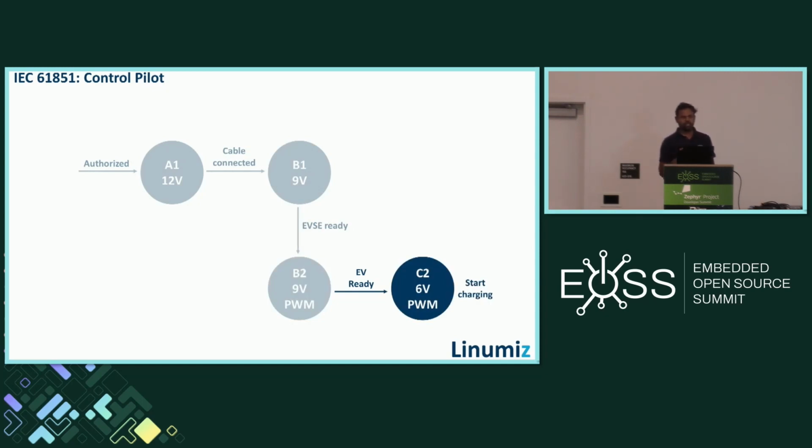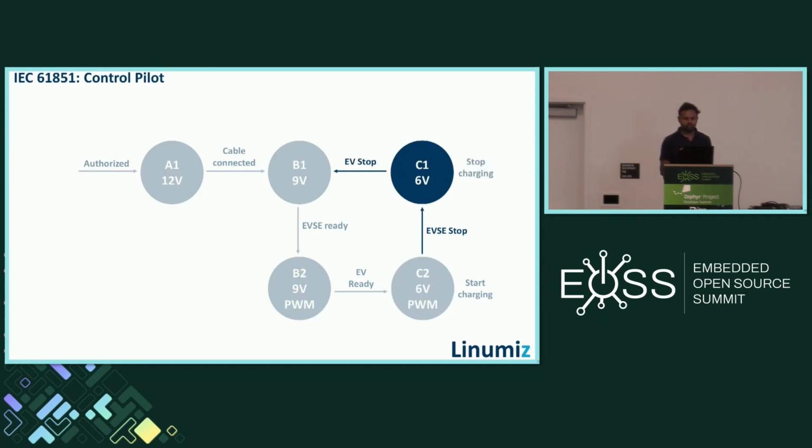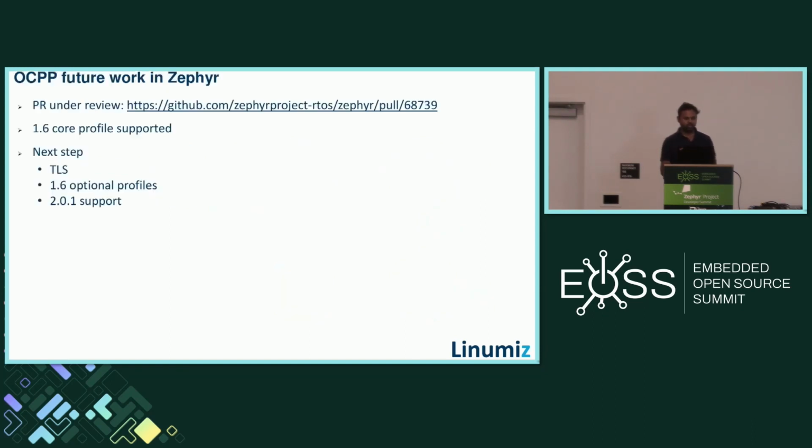So the charging is started, and then we can send the start charging OCPP message. Once we get full charging, the EVSE stops and enters a state like C1 and stops charging. Once the user presses the stop button, it can come into the default state, B1, and then the cable can be disconnected, so it will go to state A1 or A2.